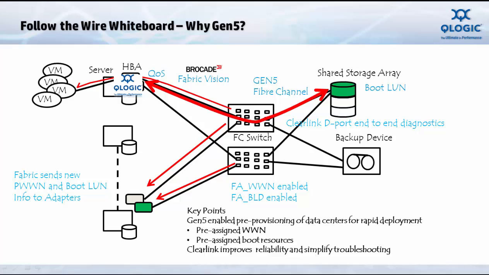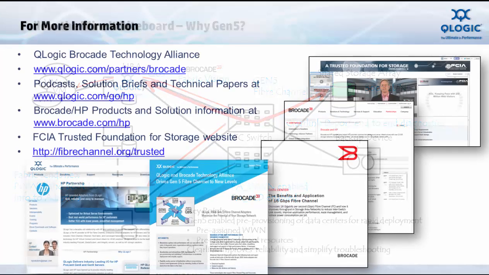If you're looking to get the most out of today's Gen 9 server technology or 3PAR all-flash arrays, then make sure you include Gen 5 Fibre Channel infrastructure in all of your configurations.